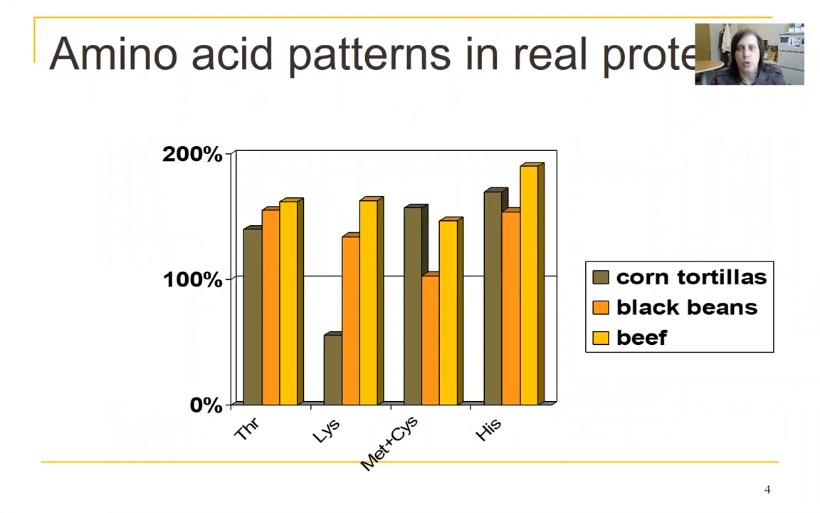So here's another example showing you amino acid patterns and real protein food sources. Here we've got some protein food sources and some that are grain. We've got corn tortillas, black beans, and beef. All of these contain protein, and you can see here's the distribution of some of the amino acids. Just like we talked about before, the grains really are limiting in some amino acids. In this case, we see that it's limiting in lysine. But we can see that black beans and beef are much better, and overall the best one is beef. It has the most of the amino acids in the amino acid pattern in a high enough amount that we need to have in our diet.